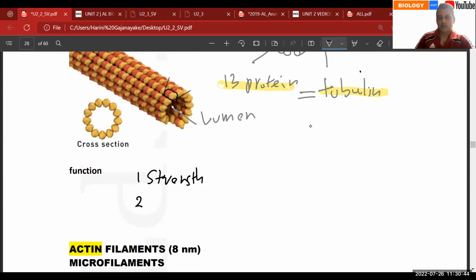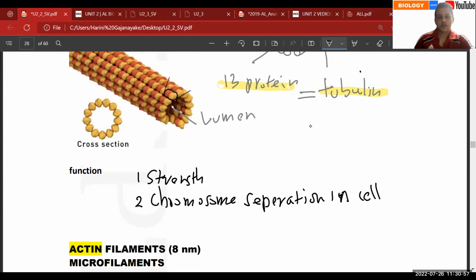Second function, chromosome separation in cell division. This we're going to learn in detail in mitosis and meiosis. So what are chromosomes? Even the tinier details of chromosomes and how they attach to these microtubules and how they separate from the microtubules. So we're going to learn this function in detail.